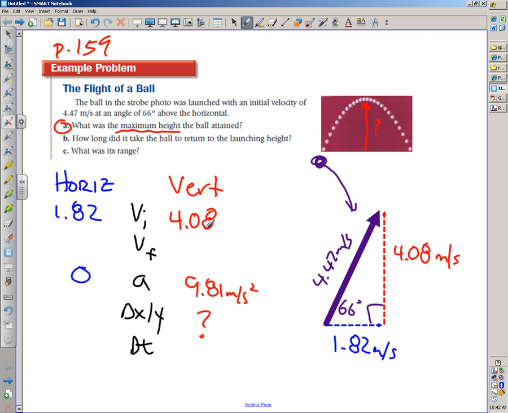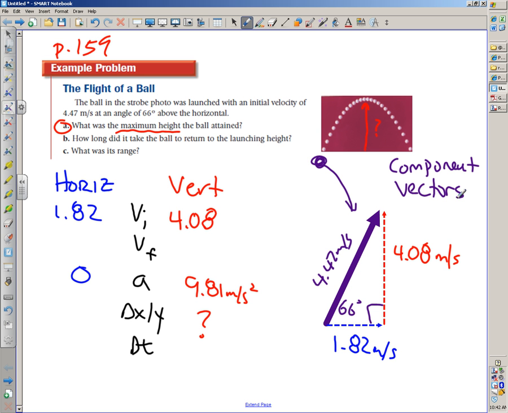We refer to these two sides of the triangle as component vectors, which I think I neglected to tell you guys yesterday. These two sides of the triangle are the component vectors of the initial velocity. As far as our problem is concerned, that gives us the initial velocity horizontally and vertically. All right, good so far? Okay, I think that's where we left off yesterday.